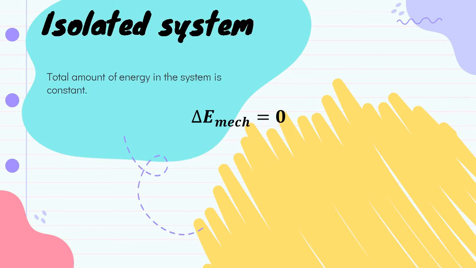Alright, next, how about isolated system? So for an isolated system, the change in the total energy, or the mechanical energy of the system, is equal to 0. So this is also equal to delta E of the system is equal to 0.